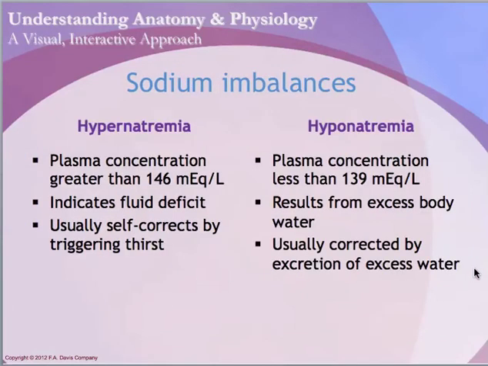So we do have sodium imbalances, so you will need to know these values. Normal value is 139 to 146. You might see some places 135 to 145, but it's close to this range. So hypernatremia is too much sodium, so sodium concentration greater than 146 indicates a fluid deficit. So our blood or our plasma is too concentrated. Usually we can correct this by triggering thirst. We drink, and we're going to dilute that back down. If we have hyponatremia, usually this is going to result from excessive body water, and usually our kidneys can correct this by getting rid of more water, but certainly there are times at which that does not occur.